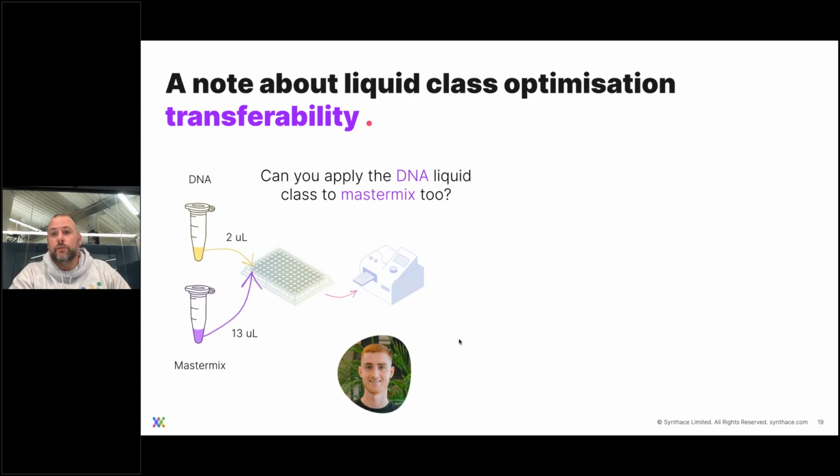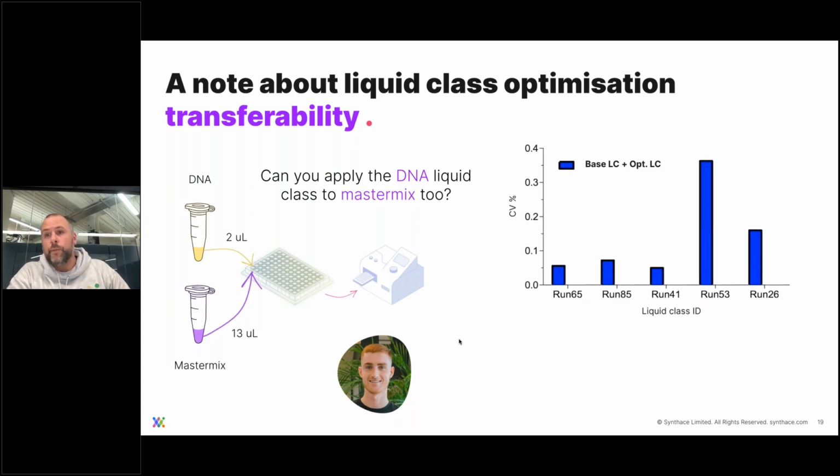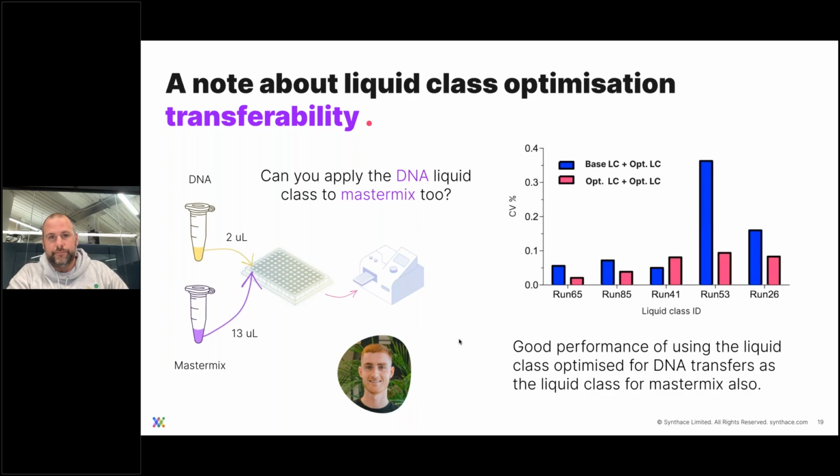These results show the top 5 best performing liquid classes. Initially, the experiment was conducted using a base liquid class for the transfer of the master mix, which was kept the same whilst the optimization of the DNA liquid class was performed. They then wondered whether the assay would perform better if it used the same optimized liquid class for both the DNA and master mix transfers.